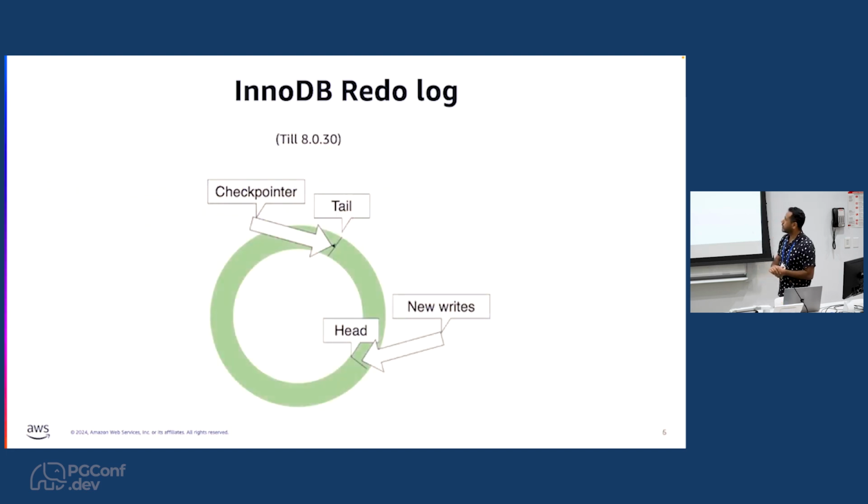Until recently, the redo log in MySQL InnoDB was implemented as a circular buffer. You have the head of the circular buffer, and all the new writes from new transactions go to this head. Then you have the tail, and there's a checkpointer process in the background, which is reading from the redo log, applying those changes to the data pages, and advancing the tail. MySQL had all this logic to make sure the head never catches up with the tail or overwrites it, so it was a bit complicated.